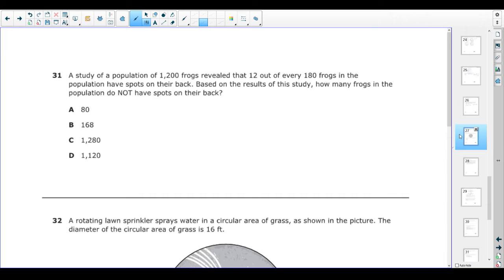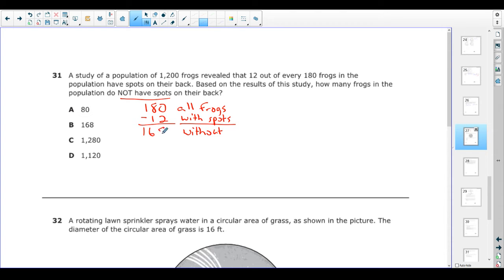Okay, 31. Study of a population of 1,200 frogs revealed that 12 out of every 180 in the population have spots. Based on the results of the study, how many frogs in the population do not have spots? Okay. So what we can do, if 12 out of 180 have spots, how many do not? So that's the rest of them. We'd say, what's 180 minus the ones with spots? So we say all the frogs, take away the ones with spots. And that'll give us the ones without.